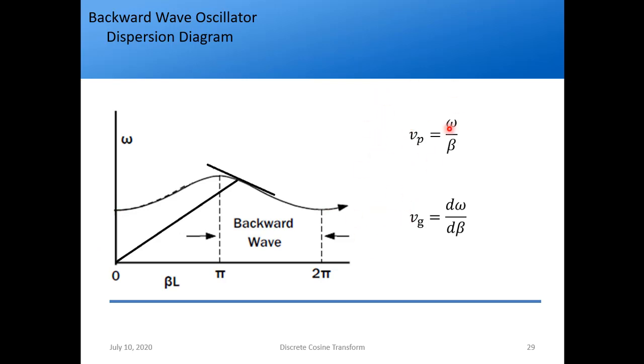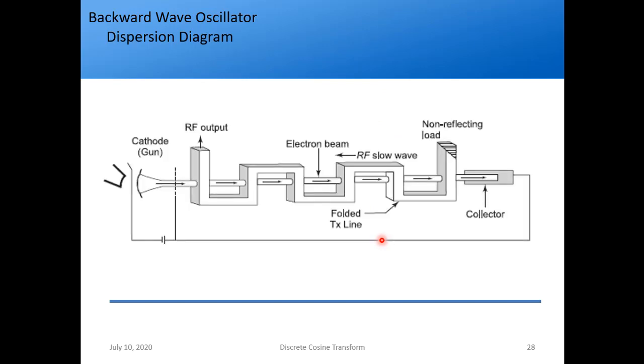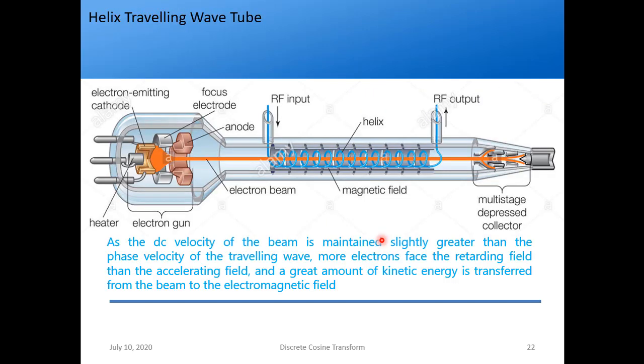So the wave is traveling in the forward direction, we say. That is the concept here. So that was happening in a TWT. It was operated from the phase shift of 0 to pi only. So the wave was traveling forward only. So that is why it is a forward wave device.